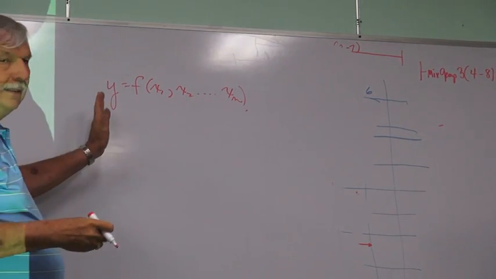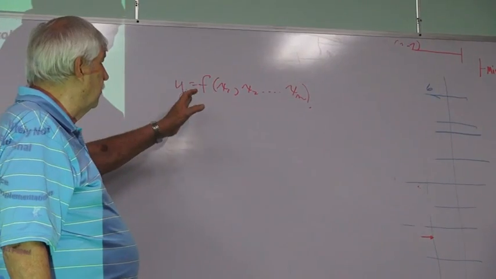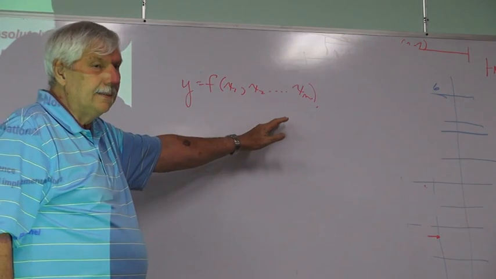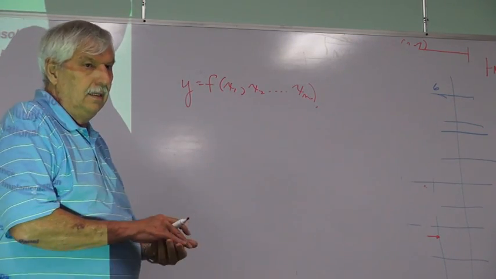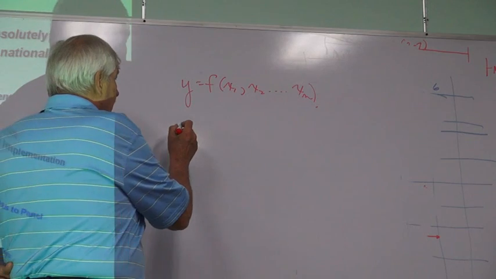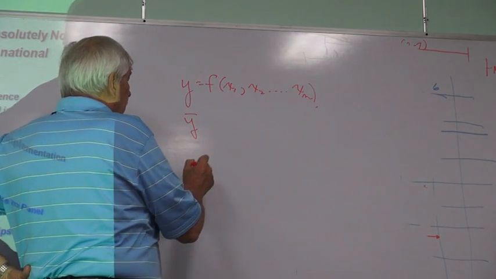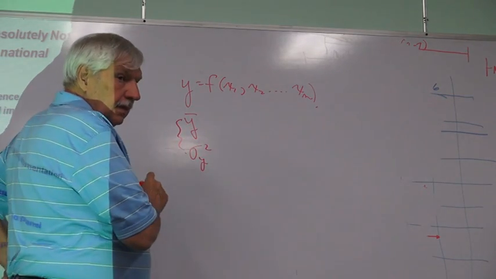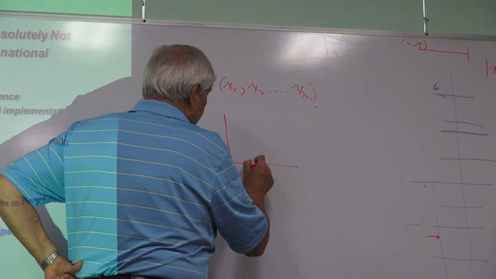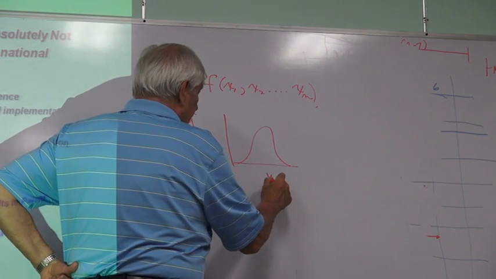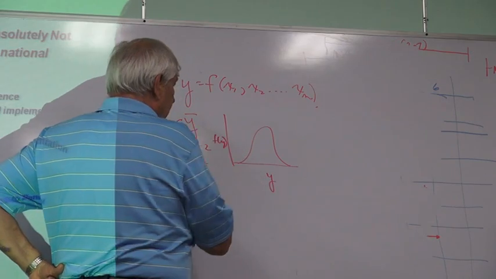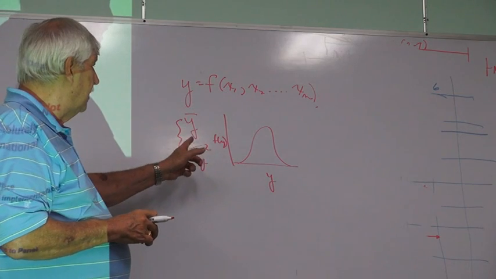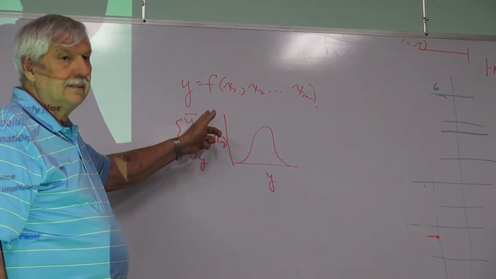I have some mathematical function that says y is a function of n different variables in the equation. I make this as simple or complex as I want. What I'm ultimately after is to predict the y bar and the variance of this. If I plot y, this is the frequency distribution. What the AASHTO design guide says is this is W18, and I assign a standard deviation to this.